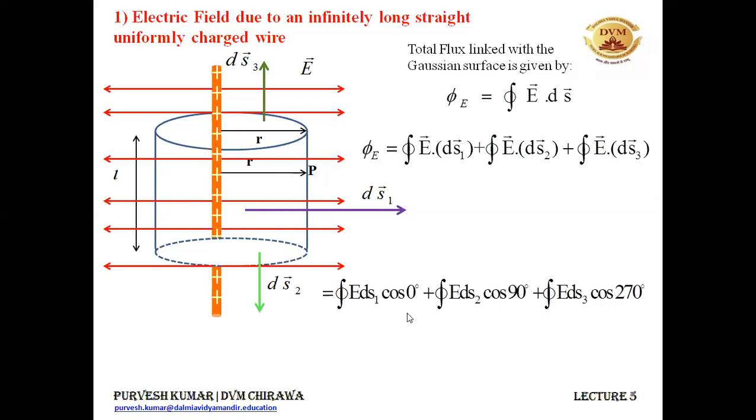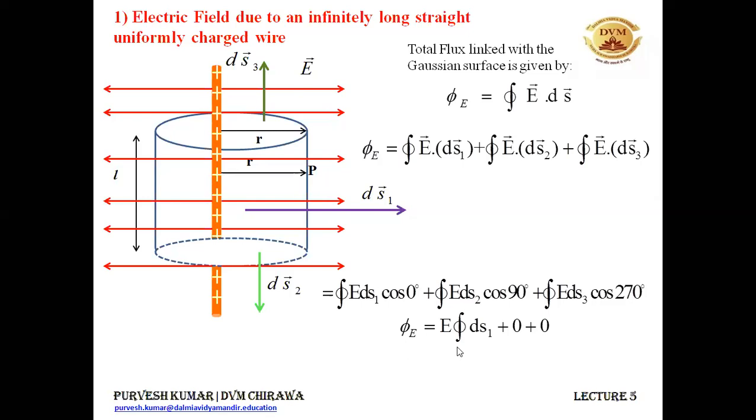So I can easily write phi E is equal to E, which I have taken out because the electric field is uniform, and the integration of ds1, because cos 0 is 1. In place of this quantity I have written 0, and in place of this quantity I have written 0. E ds3 cos 270 and E ds2 cos 90 are 0, because cos 90 and cos 270 are 0. So you can easily write it up. The total flux linked through the Gaussian surface is phi E is equal to E integration of ds1. That's all. The integration of ds1.